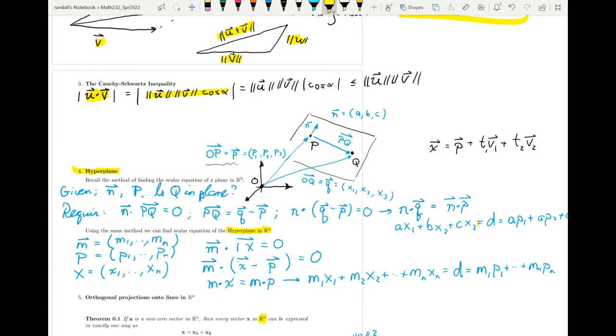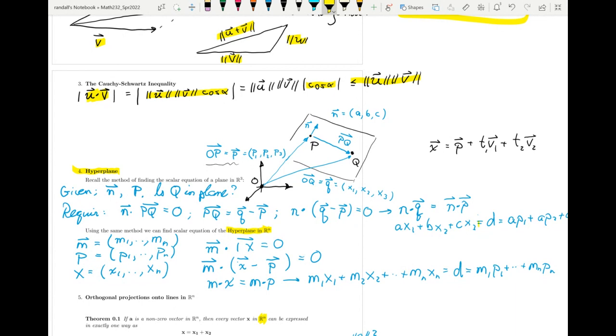And knowing that the norms of vectors are positive, I can rewrite this as norm of u times norm of v times the absolute value of cos alpha. And we all know that the absolute value of cos alpha is less than or equal to 1. And therefore, we get our inequality. So the absolute value of u dot v is no bigger than the product of the norms of the two vectors. And that's another important, useful inequality.